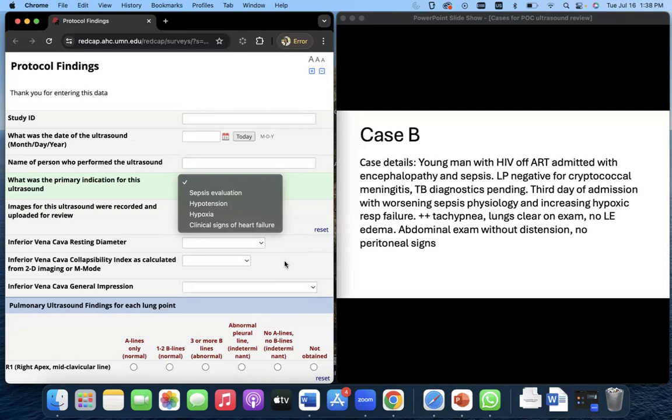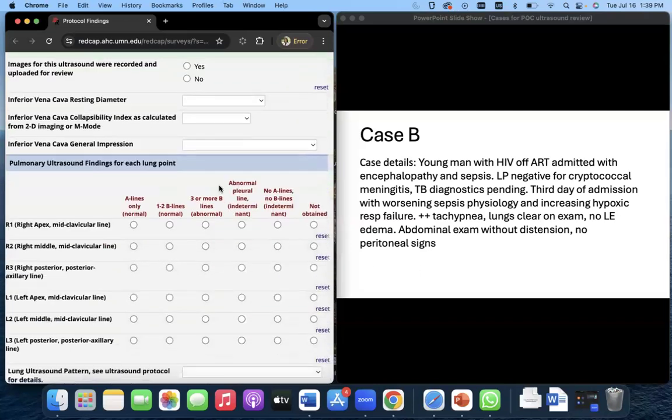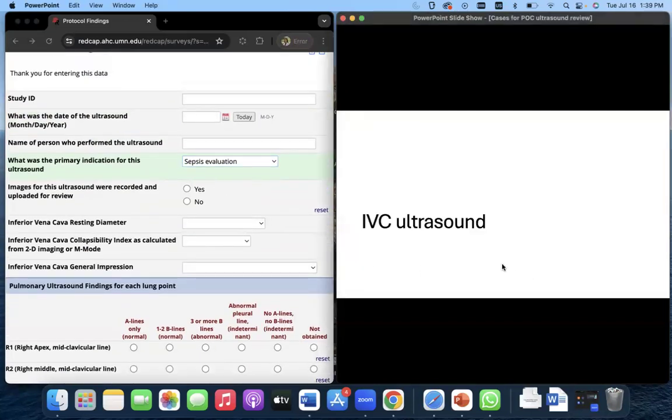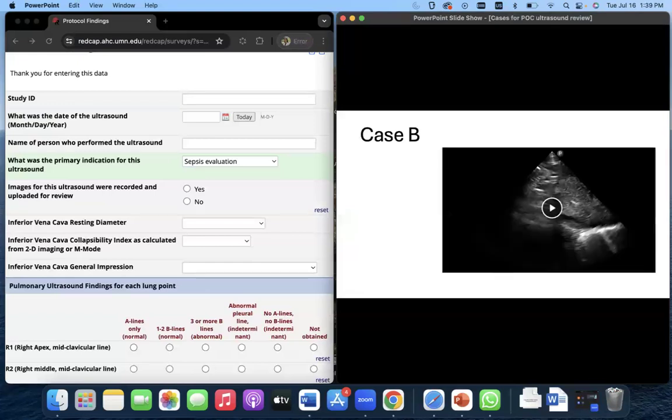And many of you might remember this case that we did in October of last year, because we did it while we were there. We were doing it primarily at that time for sepsis evaluation. So we can see what we find as we go through it. So starting again with the IVC ultrasound, there were no measurements done, but.